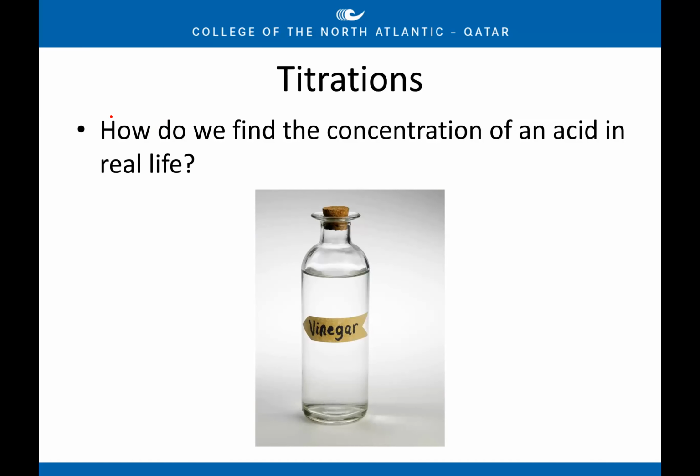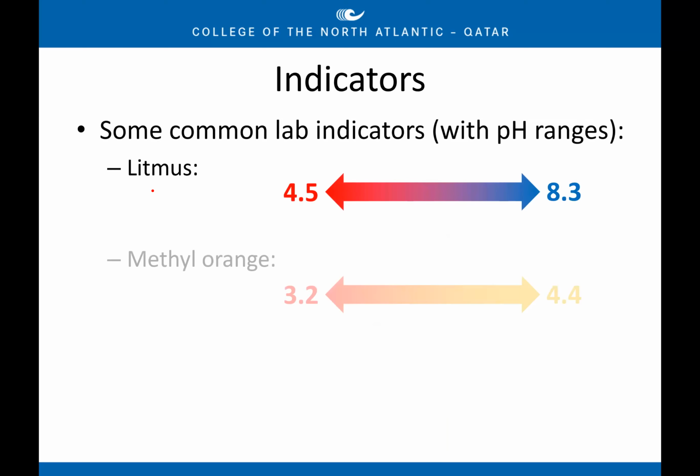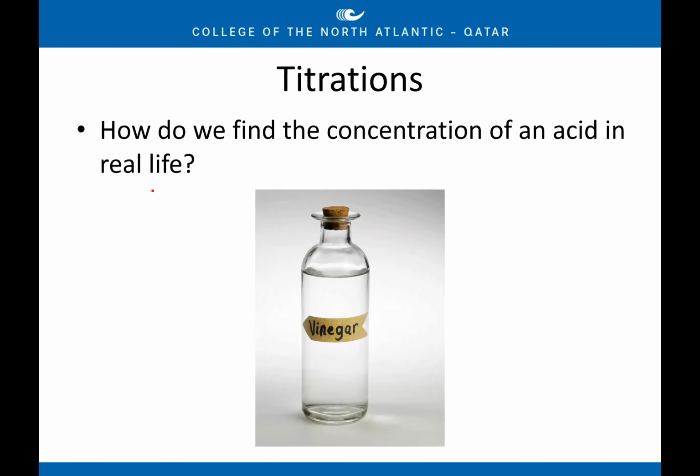All right, so last day we talked about indicators. We talked about litmus and methyl orange and phenolphthalein. Today we're going to talk about titration. So this is your lab number 7.